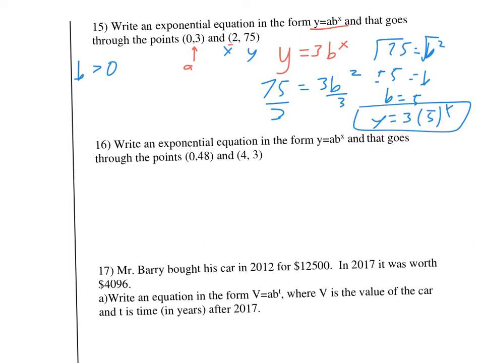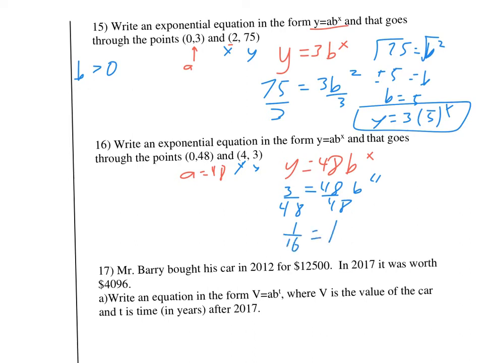Okay, same idea here. So we know that a is going to be 48, and then I'm going to plug that in. So we'll say y equals 48 times b to the power of x. And then I'm going to plug in the other point as my x and my y. So I'm going to say 3 equals 48 times b to the power of 4. I'll divide by 48, which I'm pretty sure reduces. Yeah, that's 1 over 16 equals b to the 4th.